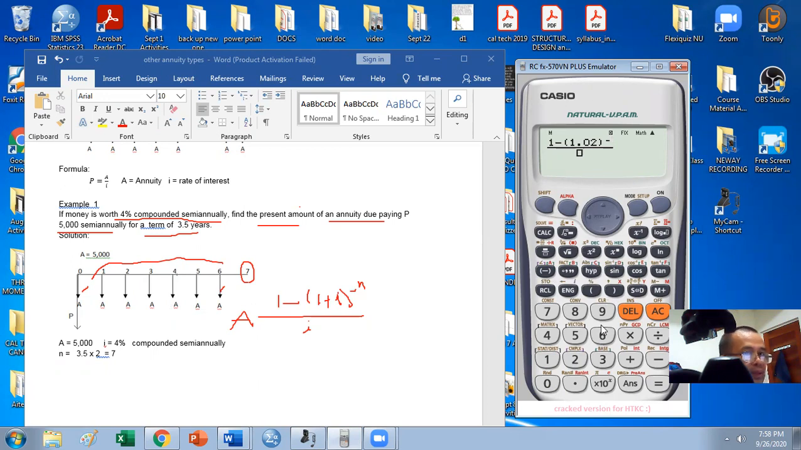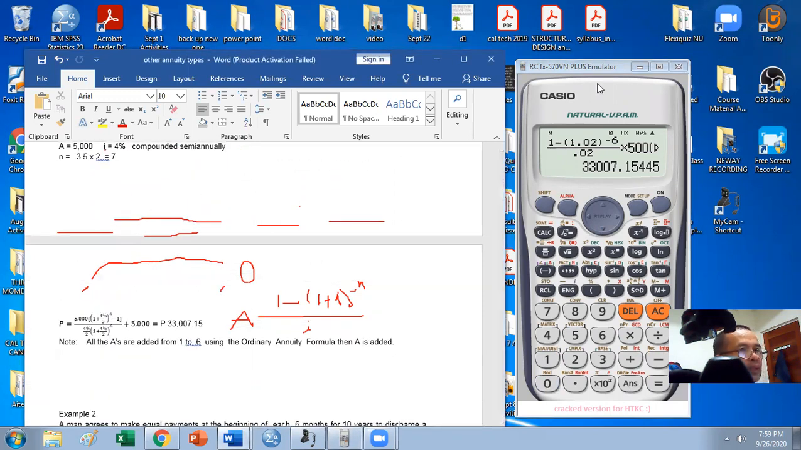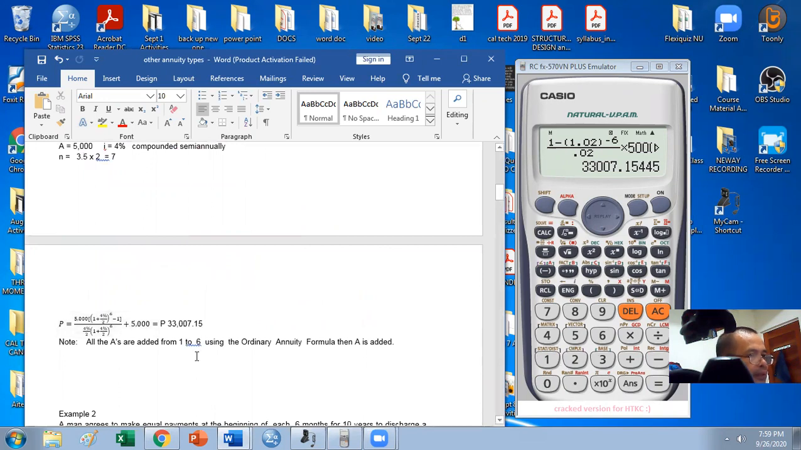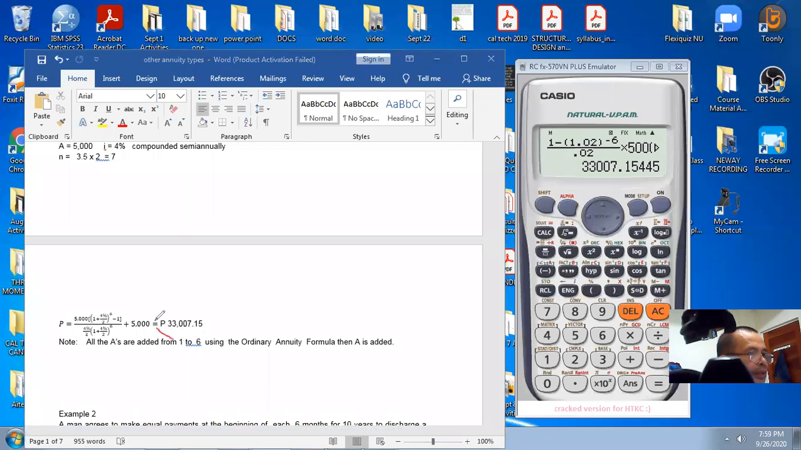Ordinary annuity kasi ito. 6 over 0.02. Okay, i-multiply mo siya ng 5,000. Yun lang siya in 1 to 6, hindi kasama yung A. Tapos i-add mo ulit yung 5,000. Okay? So, you have the answer as 33,007.50. Okay? Next example.